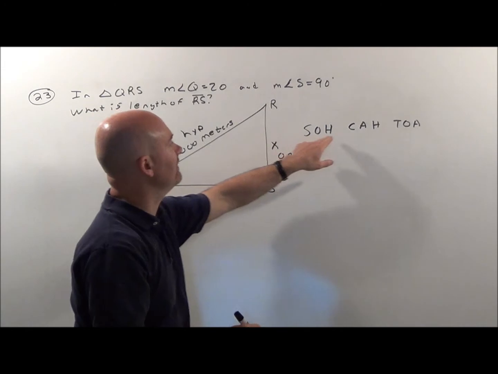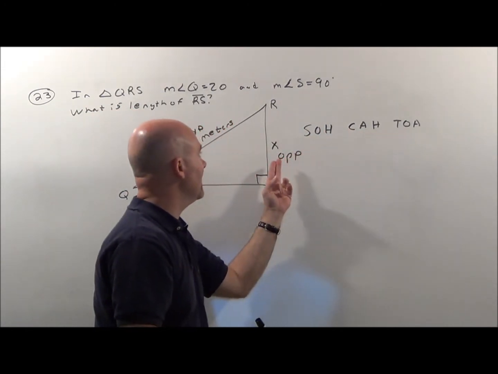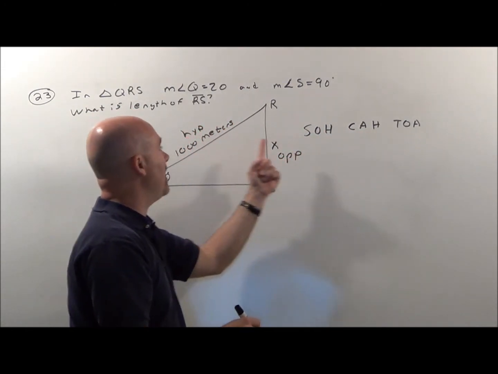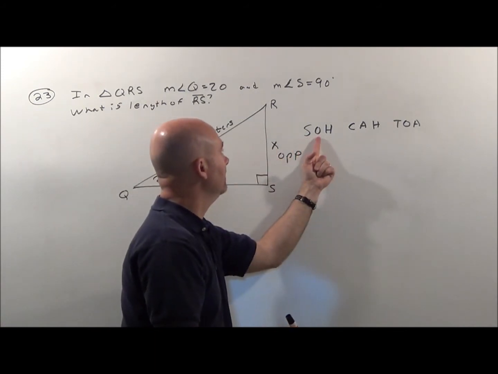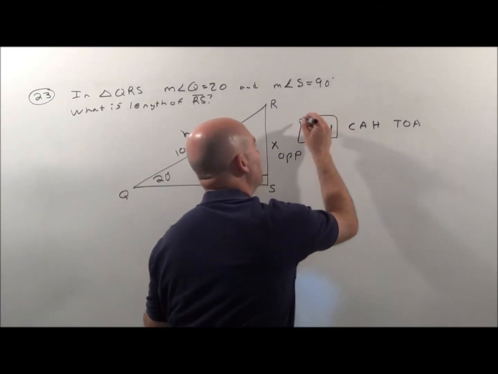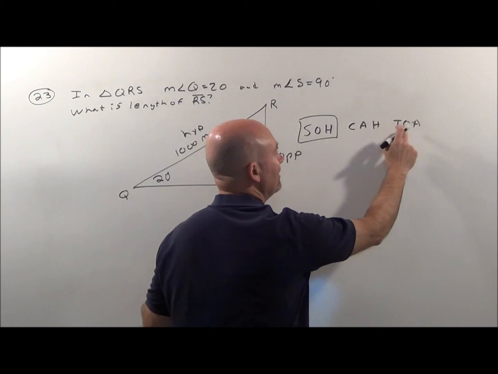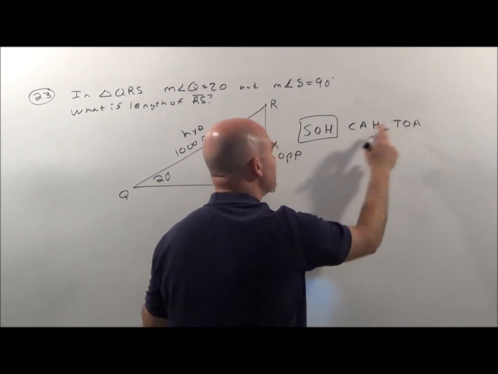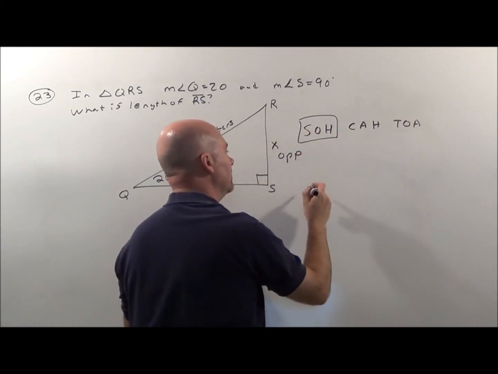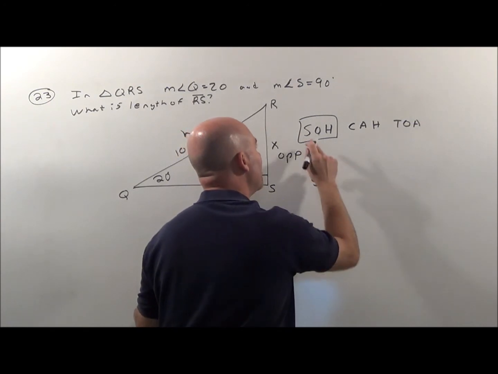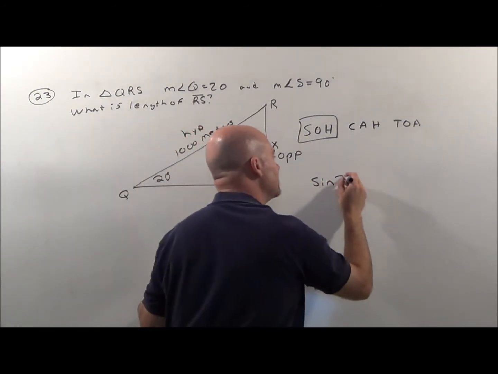So we say, hey, which of these functions has the opposite in it and the hypotenuse, the O and the H? It's going to be this one, not that one. That's adjacent over hypotenuse. There's tangent, opposite over adjacent. It's the sine function.